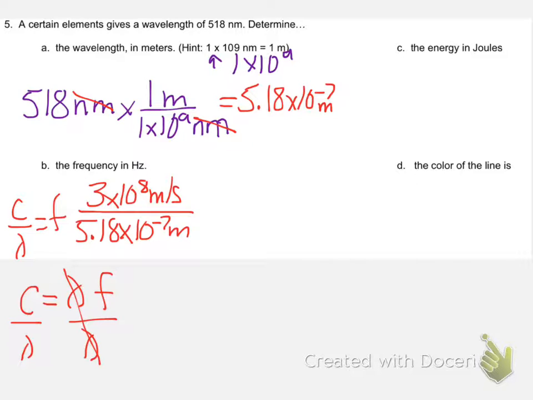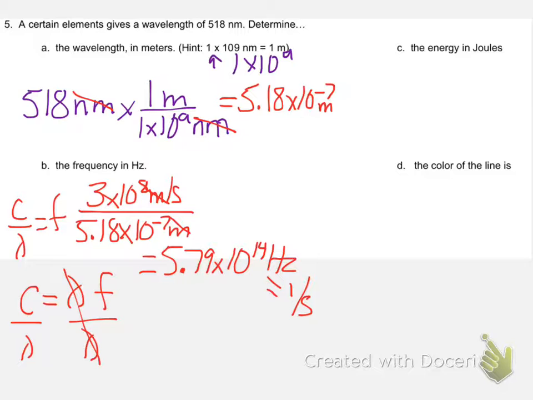When you solve that answer, you will get 5.79 times 10 to the 14th, and my unit is hertz. Remember, that is equal to 1 per second, and if we look here, when the meters cancels out, that would equal 1 per second is my unit.